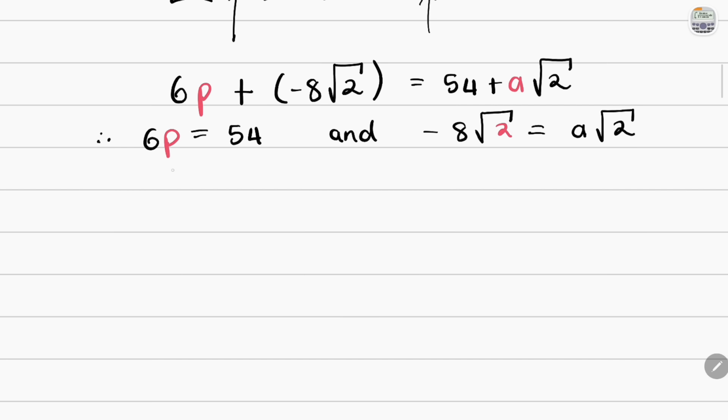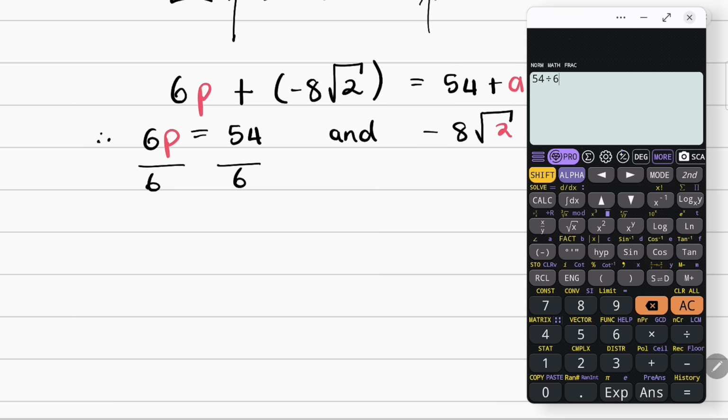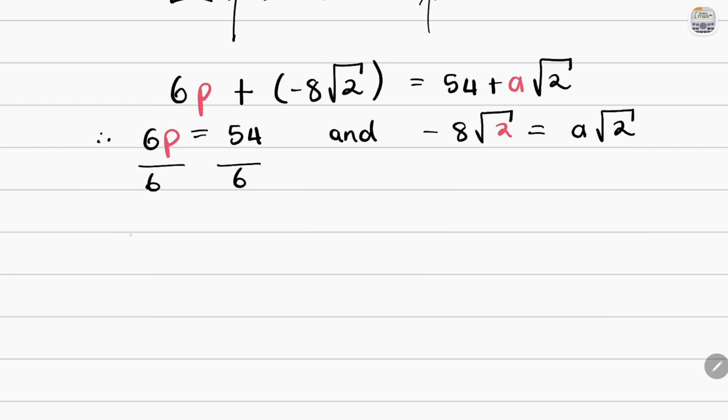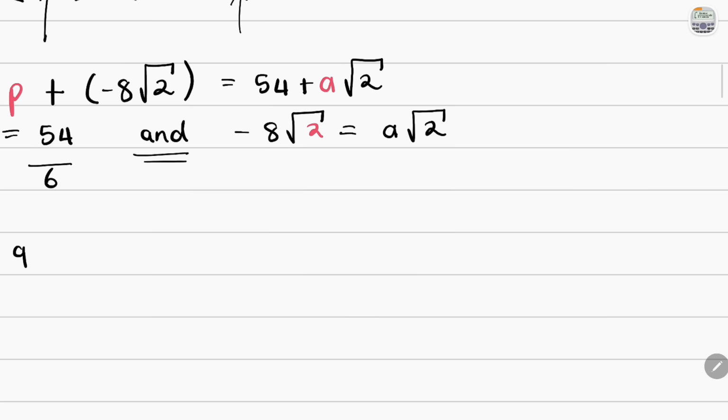So to solve for p here, we'll divide both sides of the equation by 6. So 54 divided by 6 gives us 9. So p is actually equal to 9. And then for a here, we just get rid of the root 2. You can actually just say divide both sides by square root 2. It's not really necessary, but sure. And so you see that a would simply be equal to negative 8.